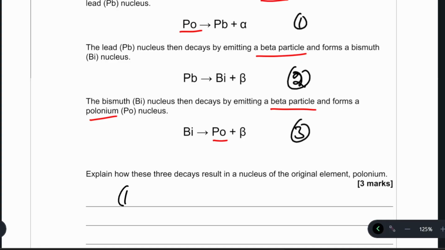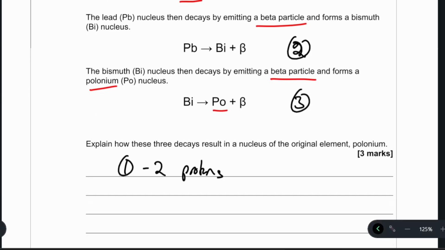Remember, with the alpha particle decay, what happens to the atomic number is you lose 2 protons. So you can say minus 2 protons. Because we've released an alpha particle, and that consists of 2 protons and 2 neutrons. So that means 2 protons and 2 neutrons have been removed from our initial atom of polonium, and so we've lost 2 protons. We're only interested in the protons because we're only interested in the atomic number.